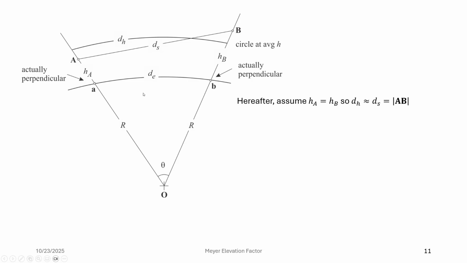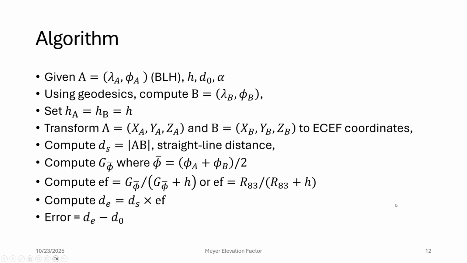There's ambiguity in exactly how we convert or approximate d sub h, how we convert d sub s to d sub h. I'll speak more about this in the summary, but for now I'm going to set the ellipsoid heights of our two stations to be equal. So h sub a will equal h sub b, and therefore d sub h is approximately d sub s. We'll just substitute the chord for the arc, and d sub s will be the straight line distance between A and B.